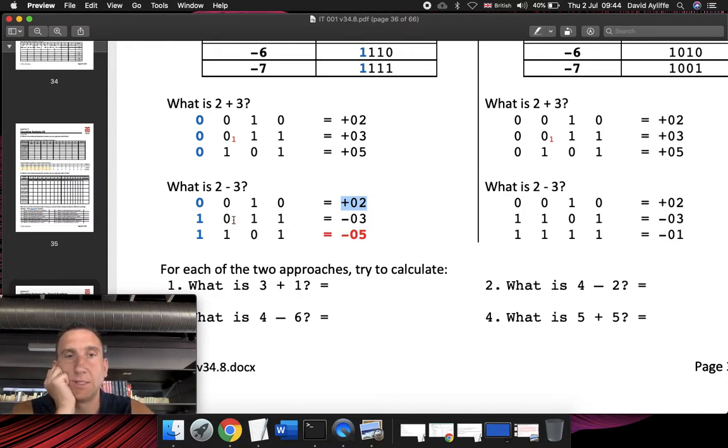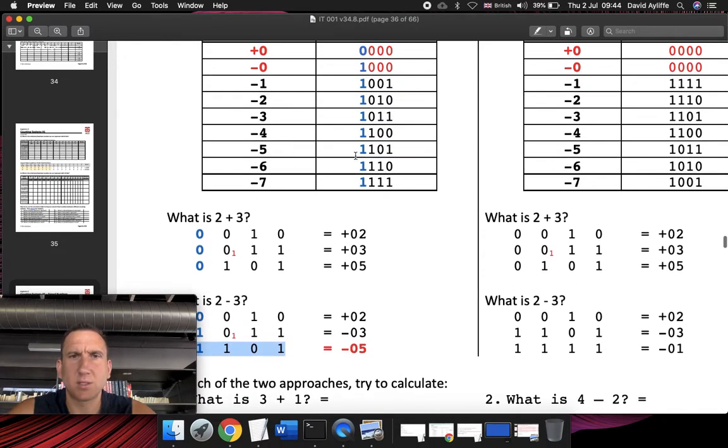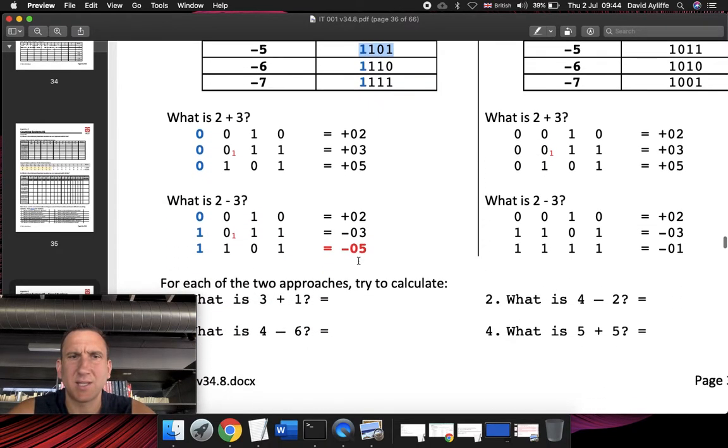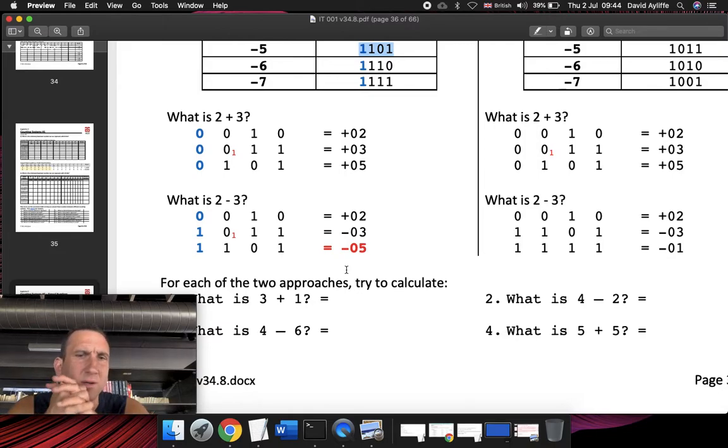0 and 0 and 1 is 1. And 0 and 1 is 1. So we get this: 1, 1, 0, 1. And if we use this, 1, 1, 0, 1, we can see that the answer is actually 0 and minus 5.